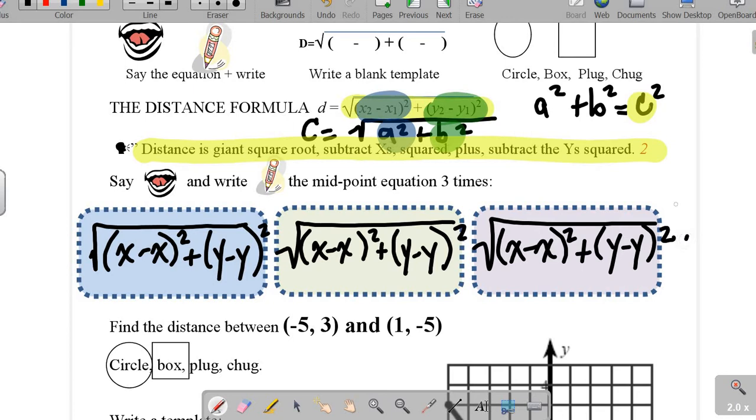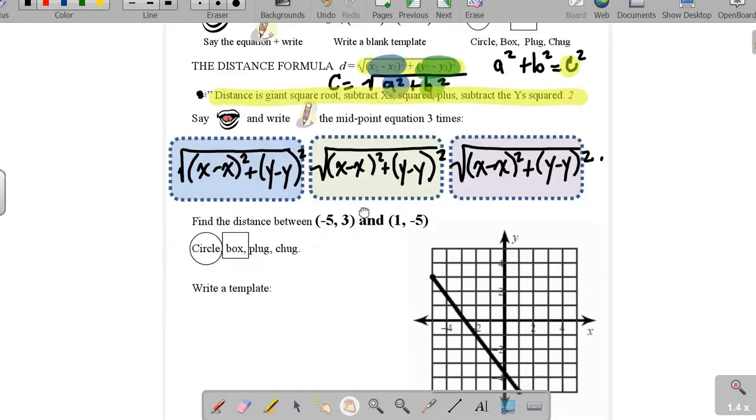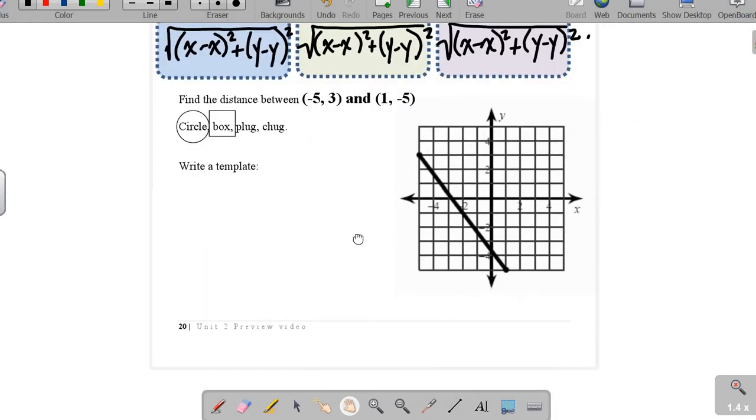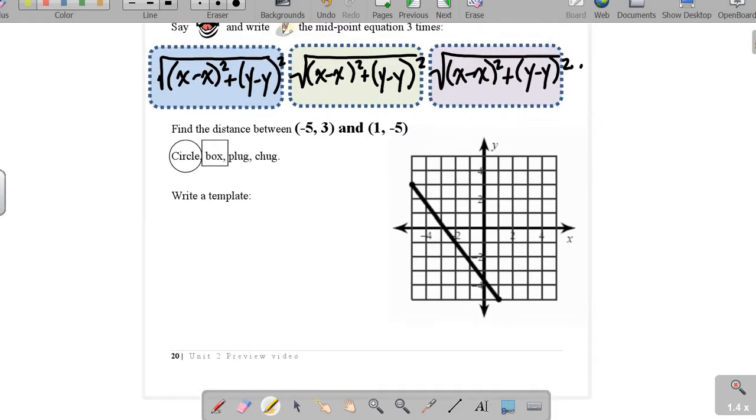That's the distance equation. Let me show you how we're going to use it. Now, if I ask for the distance equation, that's what you write. If I ask for the distance template, it's the equation with minuses, the x's and the y's. Super important you learn how to use templates. Let me explain on this problem.